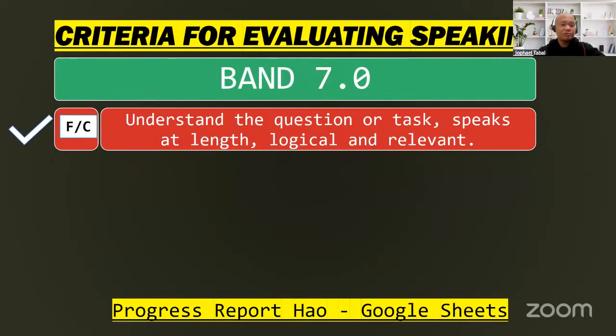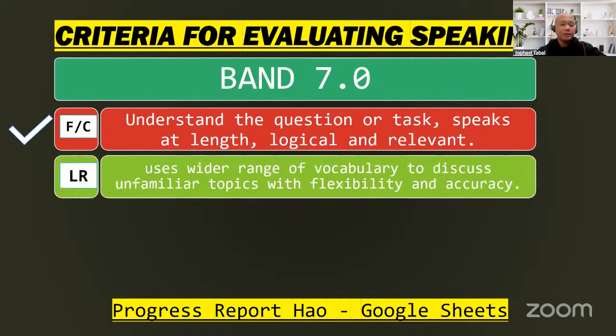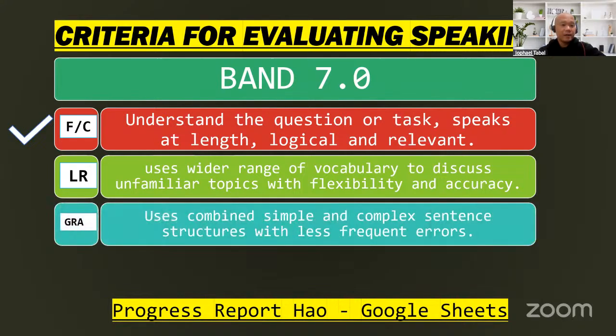So for fluency and coherence, the candidate understands the question or task, speaks at length, and the answer is logical and relevant. For lexical resource or vocabulary, the candidate must use a wider range of vocabulary to discuss unfamiliar topics with flexibility and accuracy. And for GRA, or grammatical range and accuracy, the candidate uses combined simple and complex sentences or sentence structures with very few errors.